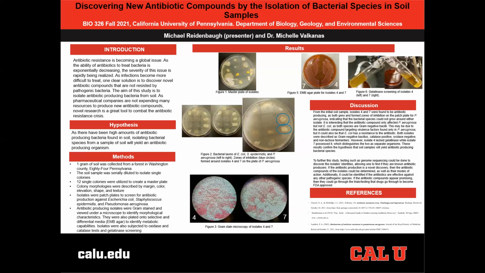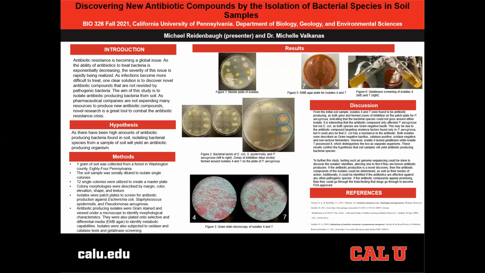12 isolated colonies were used to form a master plate, which is in figure 1. This is basically a reservoir for all of the isolates, so that if I need to come back and get a new sample, they're just right there. And all 12 isolates grew. A few were similar in their characteristics, but there was a fair amount of differences.